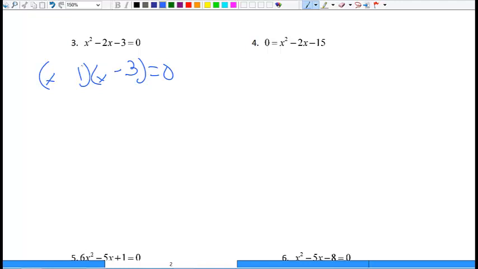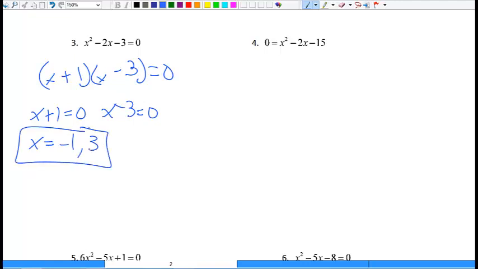And I can think of negative 3 here and positive 1 would factor into that. And if I double check by refoiling, so x times negative 3 would give me negative 3x, and then 1 times x is plus 1x. So negative 3 plus 1 gives me negative 2. So that did work out to be just fine. So x plus 1 equals 0, x minus 3 equals 0. So x would be negative 1 and positive 3.